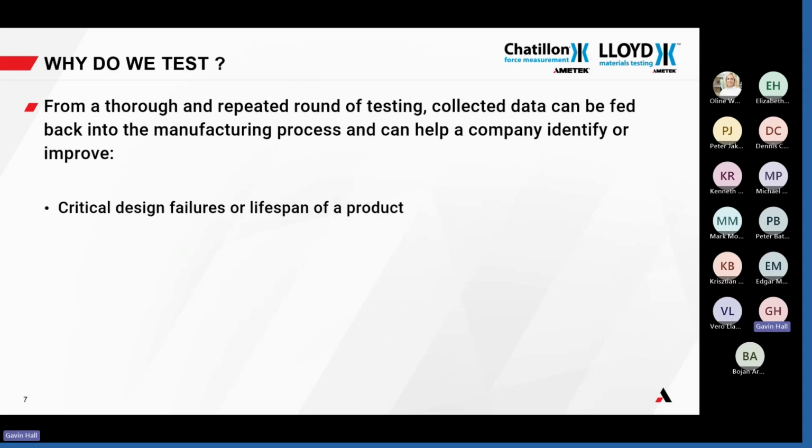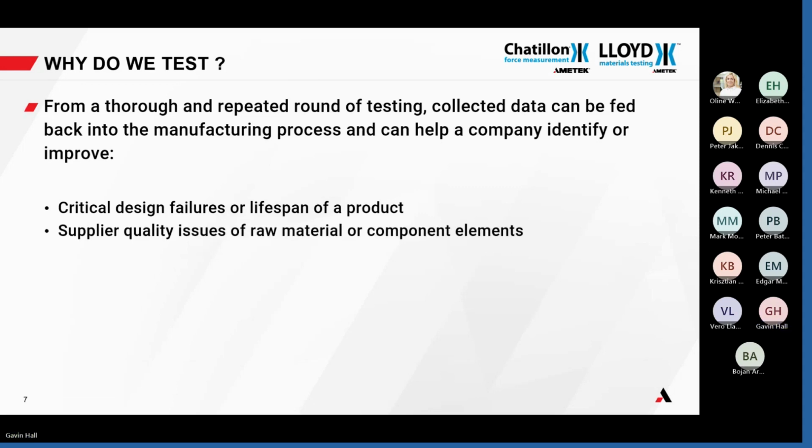So critical design failures or the lifespan of a product. Ultimately, companies are held to their quality and their design of a particular product, and any failures resulting from that can have quite drastic consequences on use or people buying that product. Supplier quality issues, so anyone using raw materials can check the quality of those materials when processed into component elements.